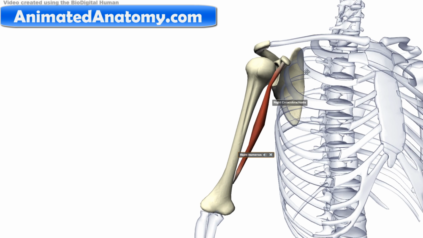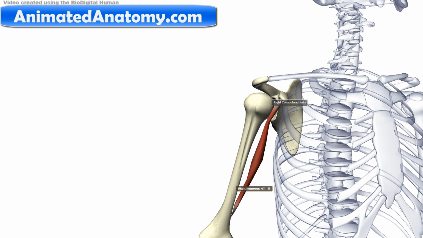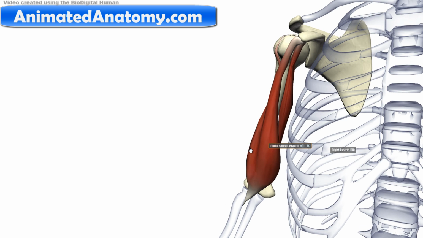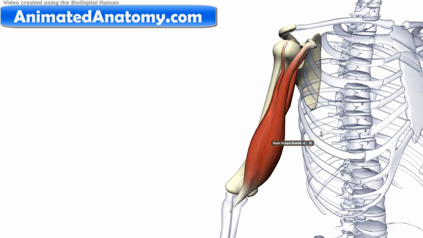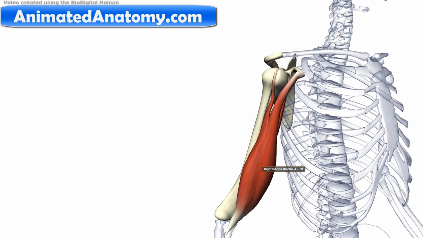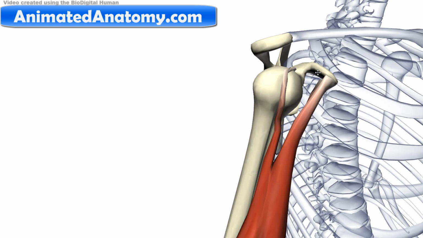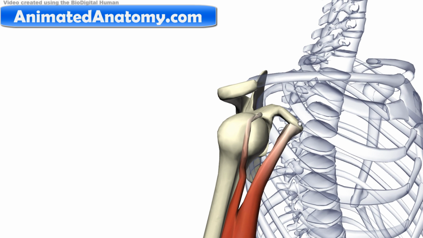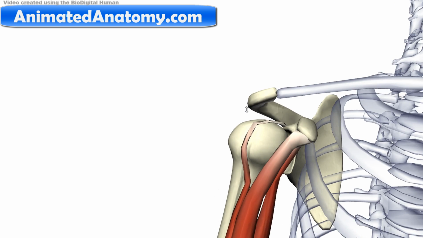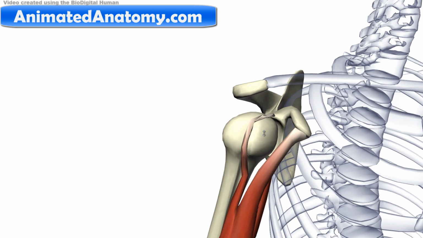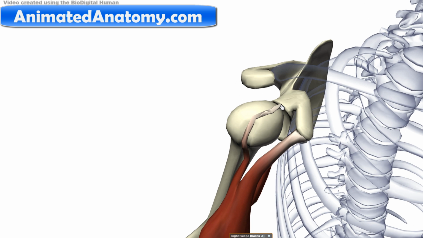Next muscle that I will talk about is the biceps brachii. It is this muscle here. The biceps brachii has two heads. The short head has the origin on the coracoid process of the scapula, right here, just like the coracobrachialis muscle. However, the long head is here, and the origin is on the supraglenoid tubercle here.